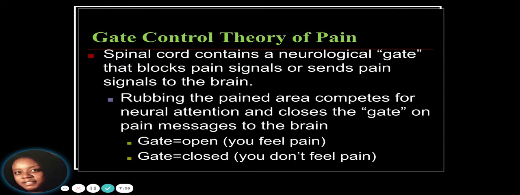So your spinal cord's job is to communicate with the brain. So whenever you stub your toe or something like that, if the gate in your spinal cord is open, you're going to feel the pain of stubbing your toe. If the gate in your spinal cord is closed, you will not feel the pain of stubbing your toe. But what is your natural reaction to that? Your natural reaction is to rub the area where you've experienced pain, because your brain, you're not thinking about it, but you are naturally trying to close that gate.